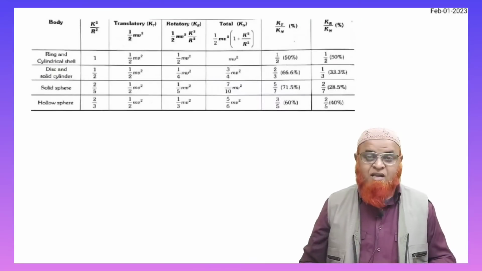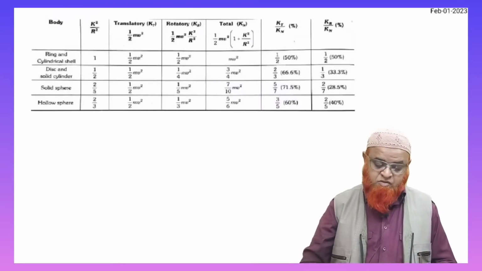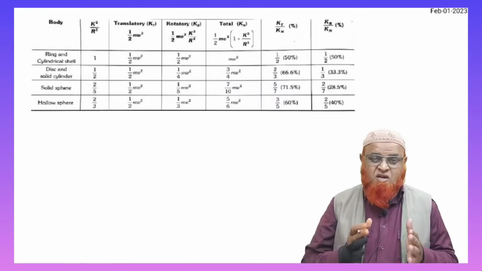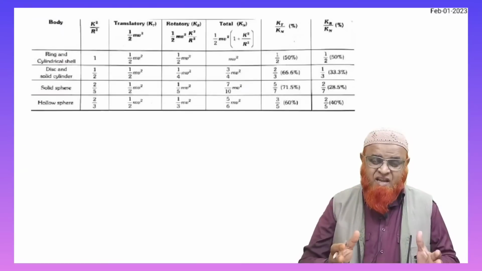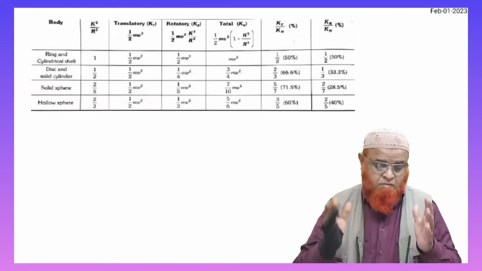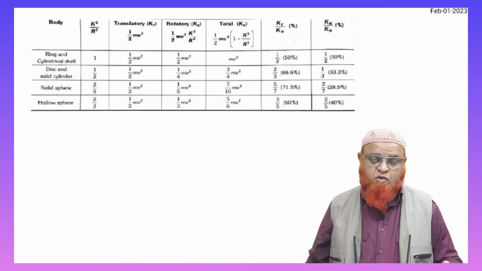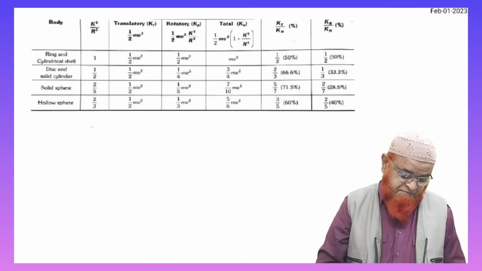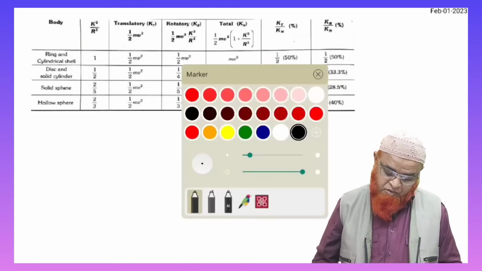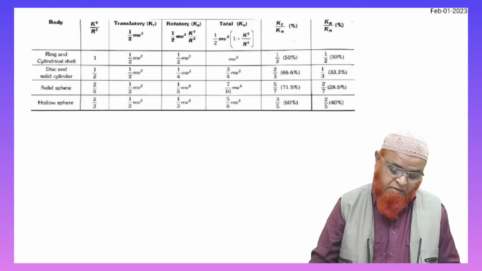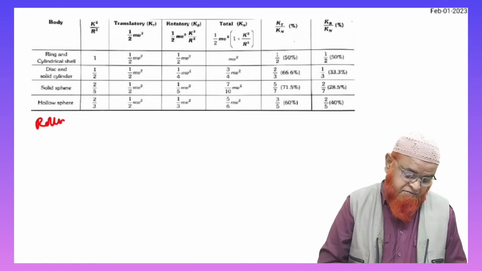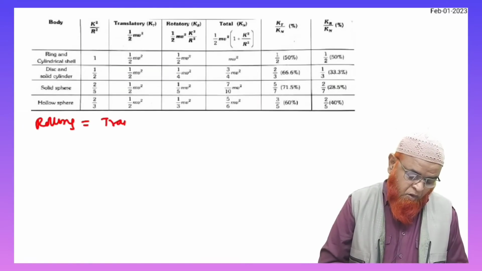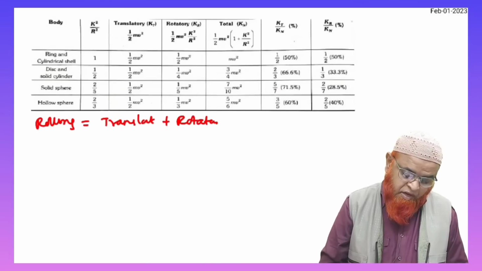Okay, my dear students, today I would like to discuss one more shortcut table. If you observe here, it is the shortcut table which explains the kinetic energy of a rolling body. So how are you going to find the kinetic energy of a rolling body? You all should know what rolling means here. Rolling is equal to translation plus rotation.